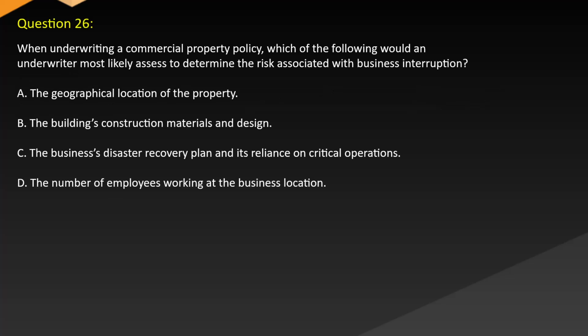Question 26. When underwriting a commercial property policy, which of the following would an underwriter most likely assess to determine the risk associated with business interruption? A. The geographical location of the property. B. The building's construction materials and design. C. The business's disaster recovery plan and its reliance on critical operations. D. The number of employees working at the business location.